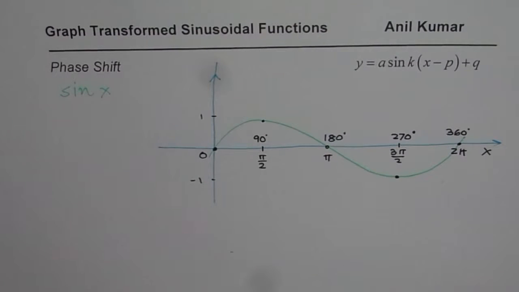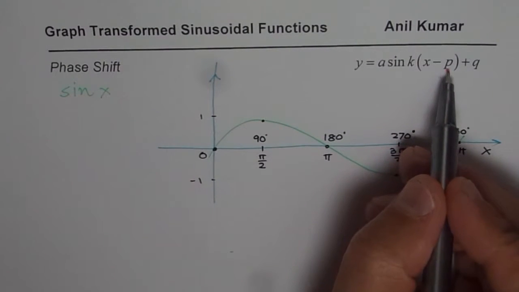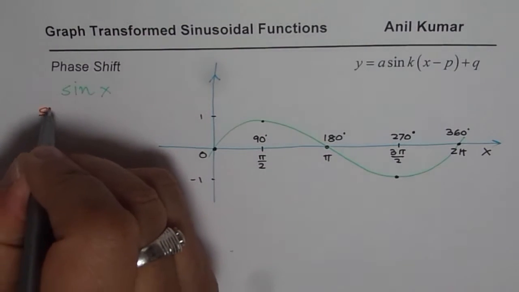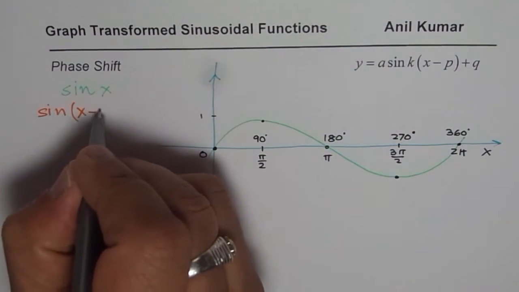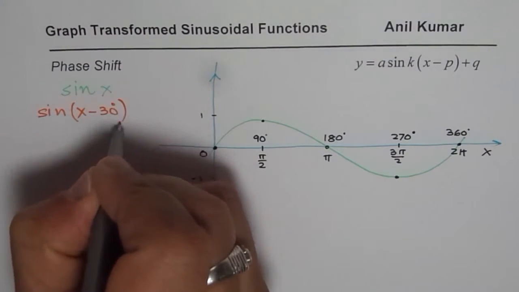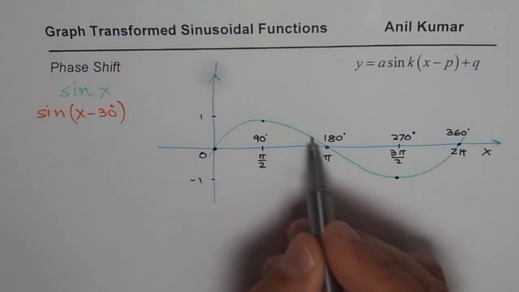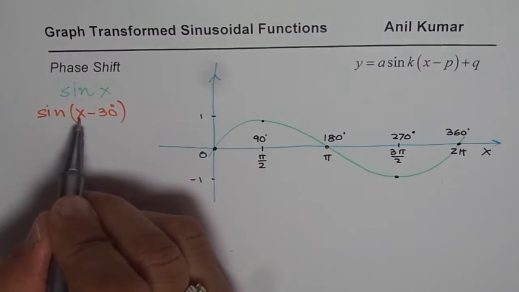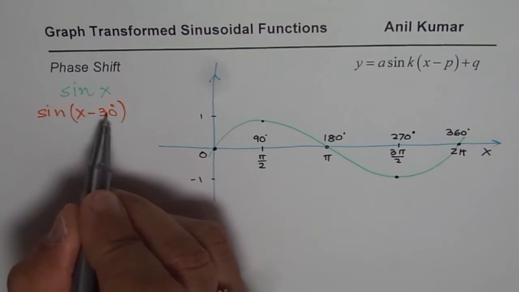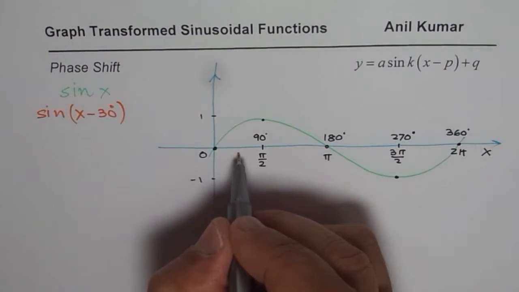Now we will consider transformed sine waves. So what is the effect if I introduce a value for phase shift? So if I write sine of, let us say, x minus 30 degrees. Now what does that mean? It basically means that the sine function starts when x is equal to 30. So if I put x as 30 here, I get sine of 0. Sine of 0 is 0. So 30 degrees gives me the starting position.